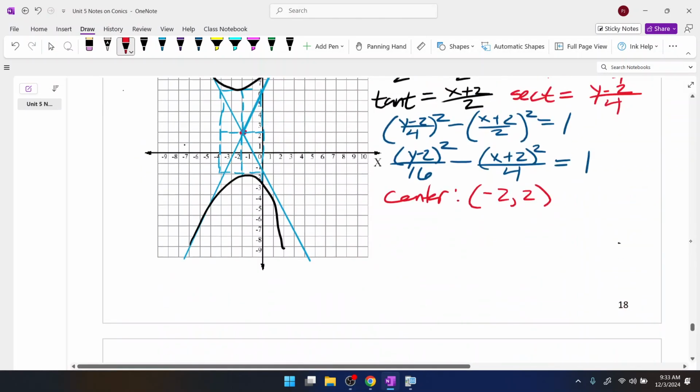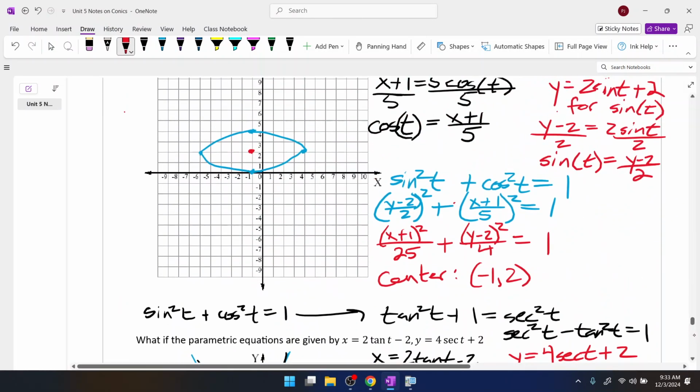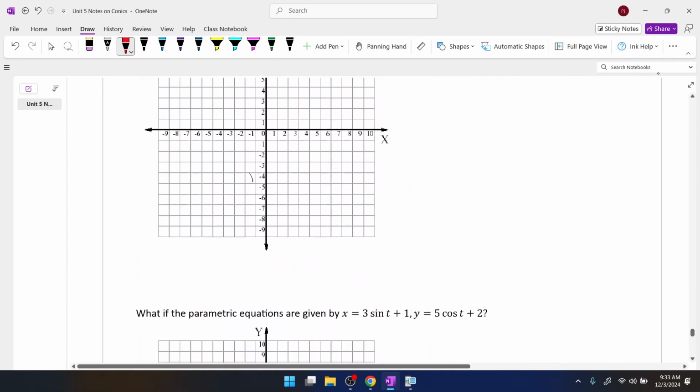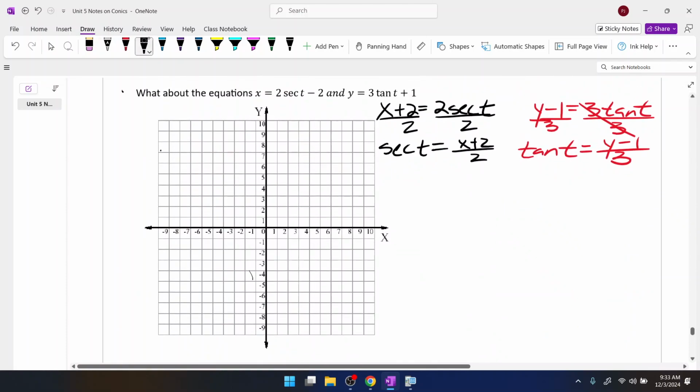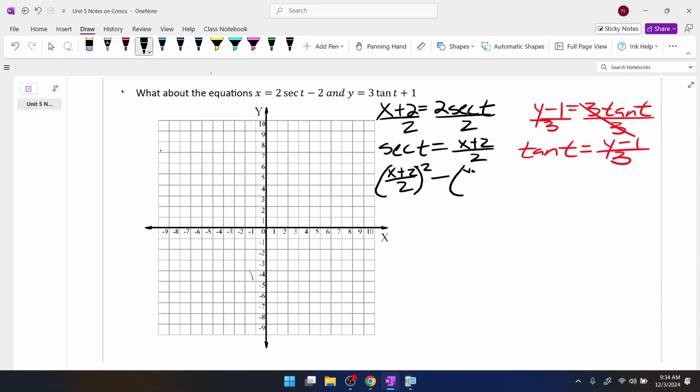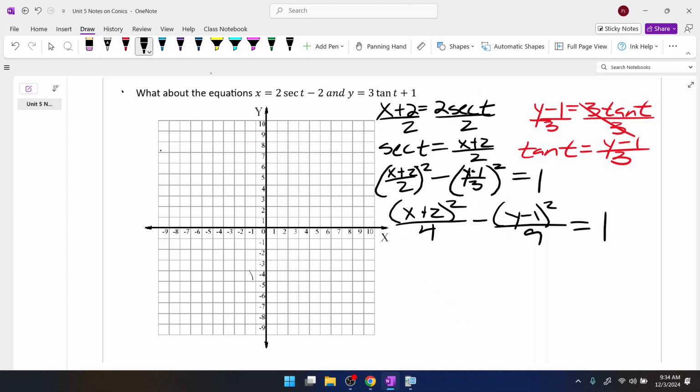Right, so if we remember the basic equation of secant squared t minus tan squared t equals 1. So this time you have x plus 2 quantity over 2 quantity squared minus y minus 1 over 3 quantity squared equals 1. You have x plus 2 quantity squared over 4 minus y minus 1 quantity squared over 9 equals 1. So this, again, is another hyperbola.